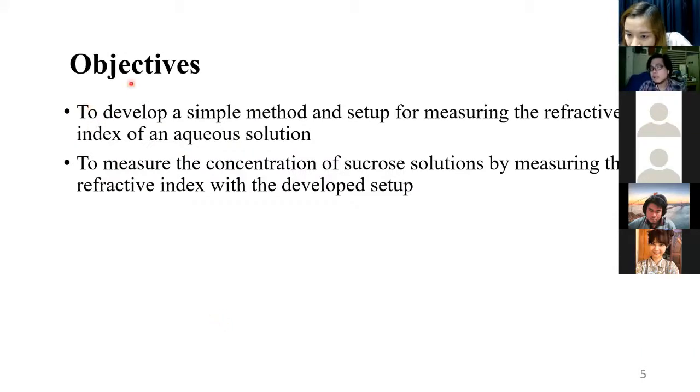I have two objectives. First is to develop a simple method and setup for measuring the refractive index of an aqueous solution. Second is to measure the concentration of sucrose solution by measuring the refractive index with the developed setup.